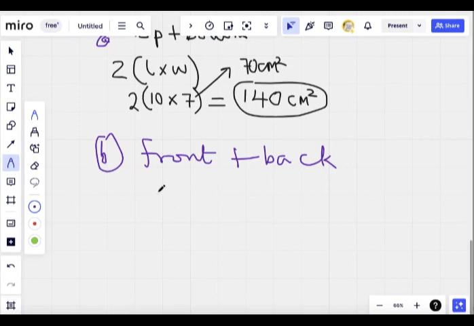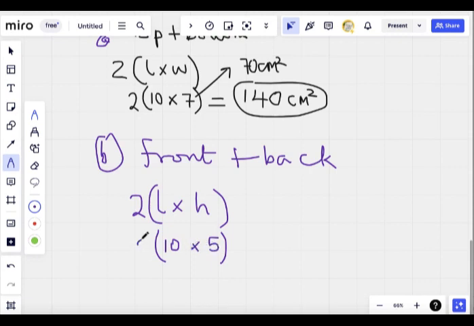So the front is length multiplied by what? By height. The length multiplied by height. So we multiply the answer by 2 in order to get for front and back. So we say our length is 10 and our height is 5. Okay? So that's 50 for only front, 50 centimeter cube for the area of the front.